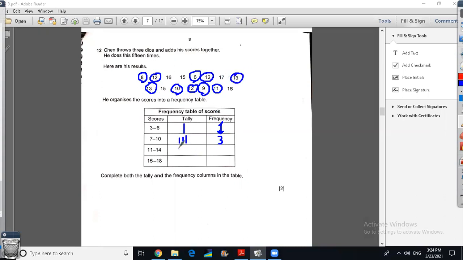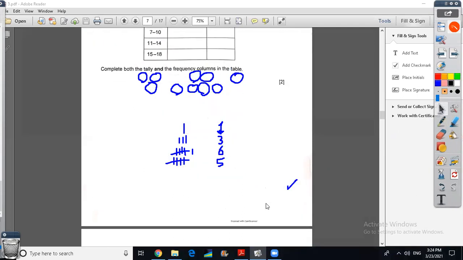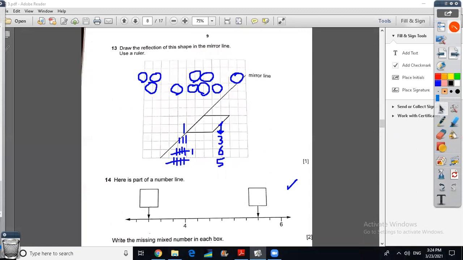That's it. So there are 6. So you need to do the tally this way: 1, 2, 3, 4, 5, 6. All right, here are the frequencies, 6. From 15 until 18, you're going to find that they are the rest, which is 5 left. 5. 1, 2, 3, 4, 5. Complete both the tally and the frequency columns in the table, done. And they're giving you 2 marks for this. What a gift. All right, here, let's continue.